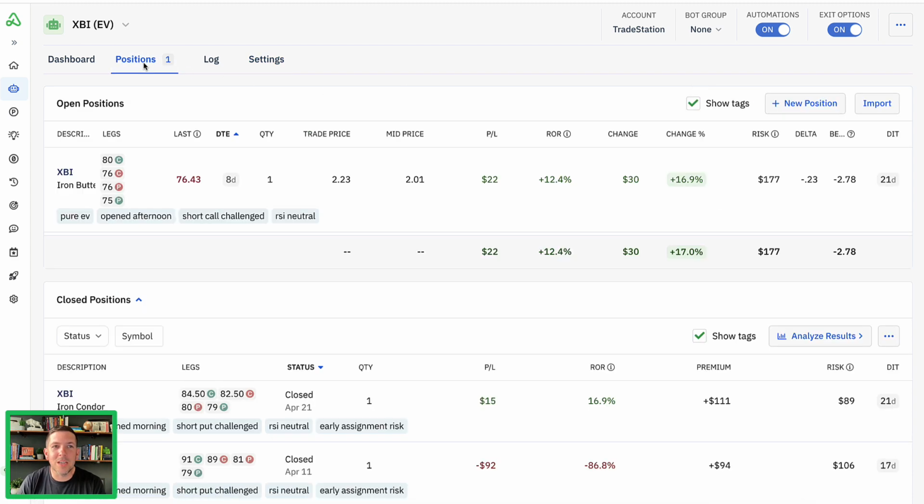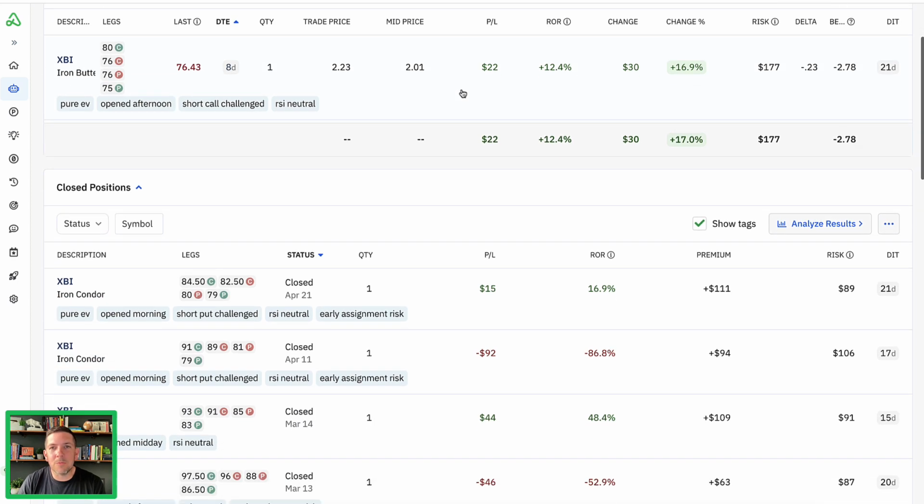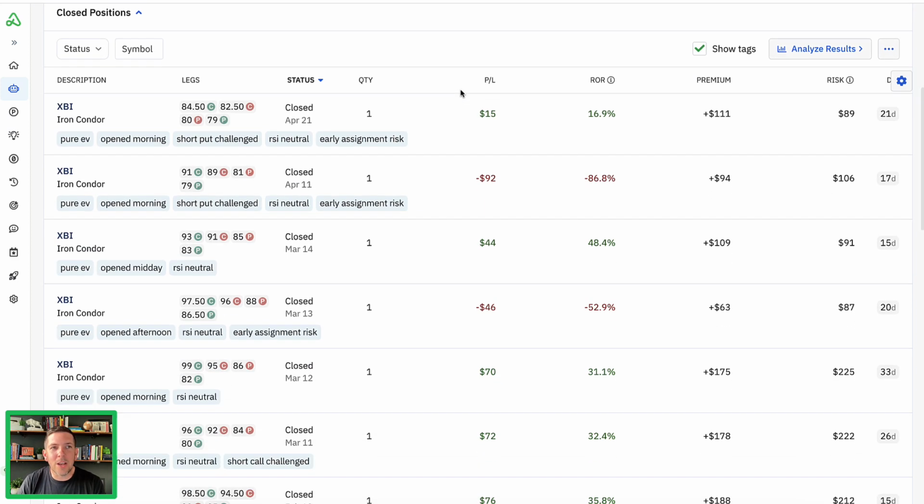So inside of my position tab here, you can see, and I do a lot of tagging just for stat purposes and tracking purposes, but you can see here, if I go to closed positions, which positions were closed for early assignment risk. And what I find fascinating with this too, and I think it's counterintuitive to a lot of people, is that just because a position is early assignment risk doesn't mean it's always a loser.